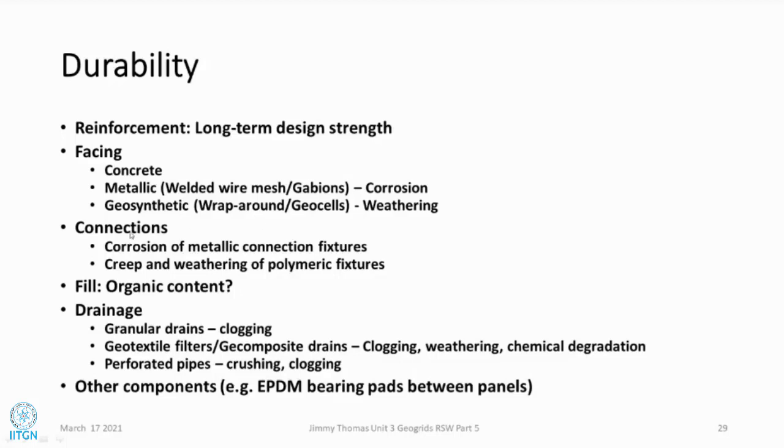Then the connections. Wherever we are using metallic connection fixtures, again the main issue is corrosion. So we have to ensure that. Sometimes we may use polymeric fixtures. For example, I have shown in the segmental blocks, we have some polymeric fixtures. So we have to ensure that they have sufficient life, that they will not fail after 30 years or 50 years.